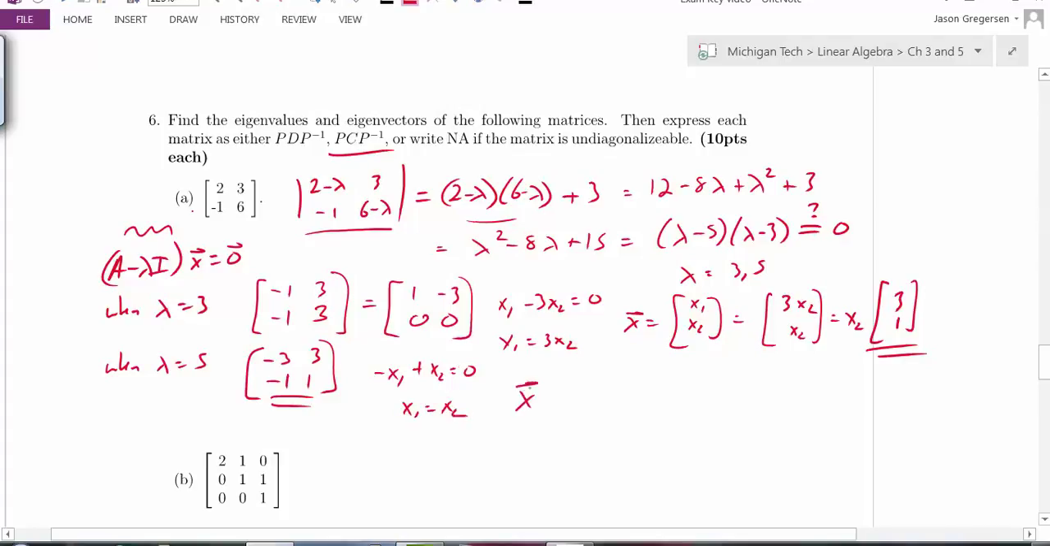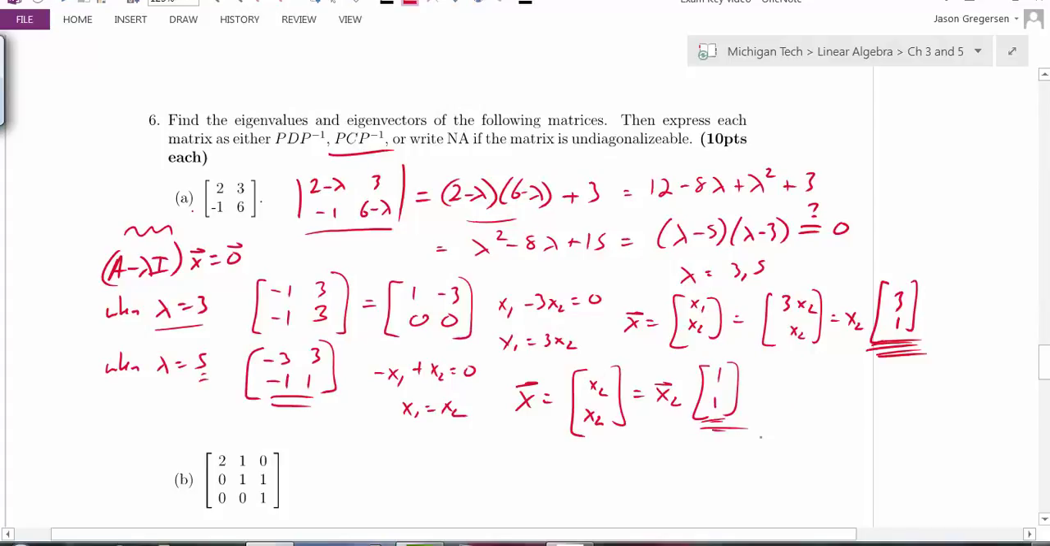So I'll write out my solutions now. I'll let x1 equal x2, and x2 be a free variable. So it looks like my eigenvectors here are any multiple of the vector 1, 1. That's my second eigenvector. So my eigenvectors are: when lambda equals 3, the eigenvector is 3, 1. When lambda equals 5, the eigenvector is 1, 1.